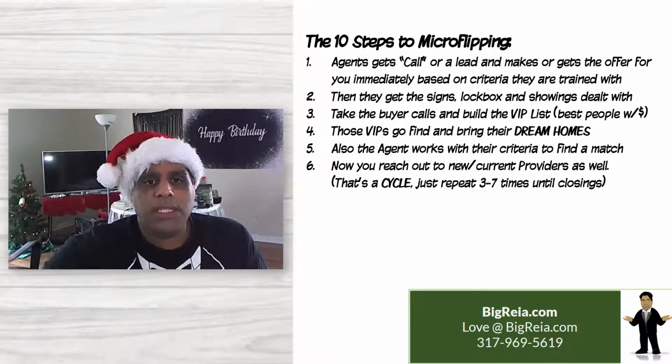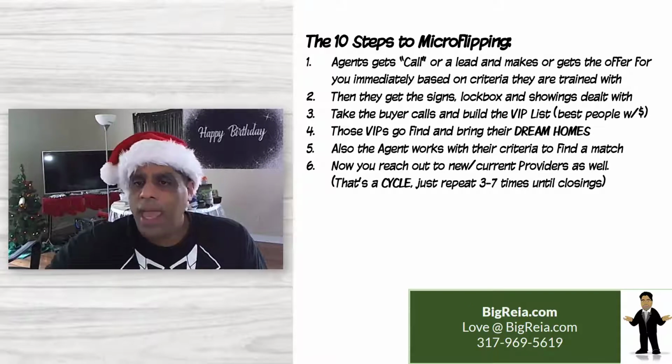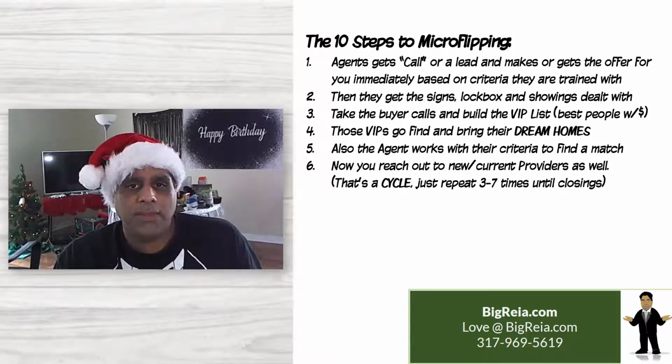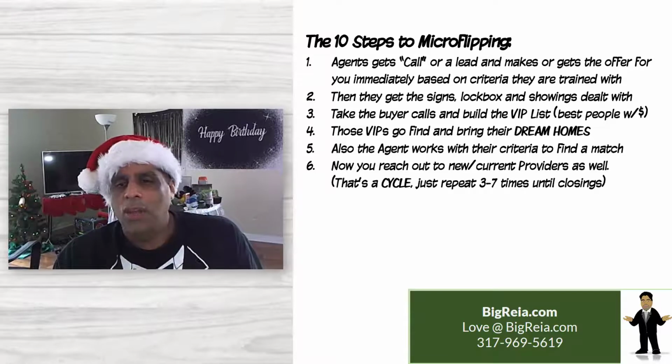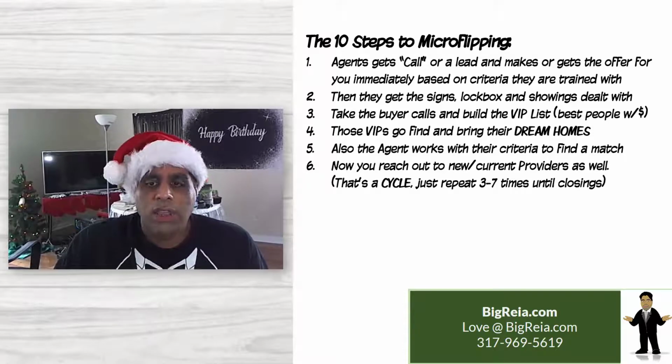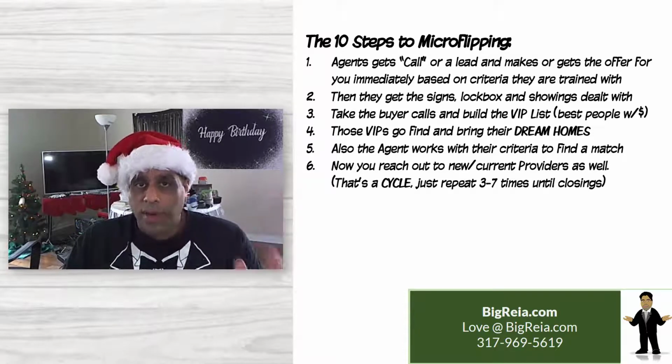So this right here, steps 1 through 6, is called a cycle, and you repeat that cycle. How many times do you need to do this before you do a deal? Probably 3 to 7 times. You shouldn't have to do it more than that. Nobody's ever had to do it 10 times, so if you're doing it correctly, you should be able to do this 3 to 7 times. Think about what you're doing here, 3 to 7 times.